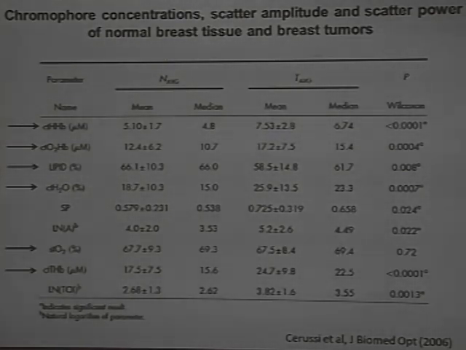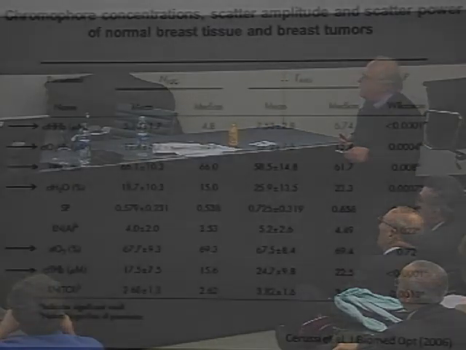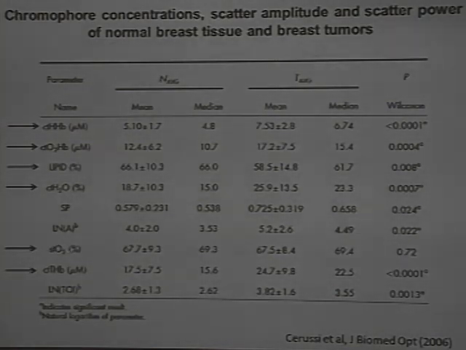Scattering is always up, which means apparently because of proliferation, you have added scattering, a different size distribution, and the notable exception, and this I want to point out, is total blood oxygen saturation, which doesn't differ between tumors and normal breast tissue. And this is actually very surprising because tumors are known to be hypoxic. They lack oxygen. The tissue lacks oxygen.